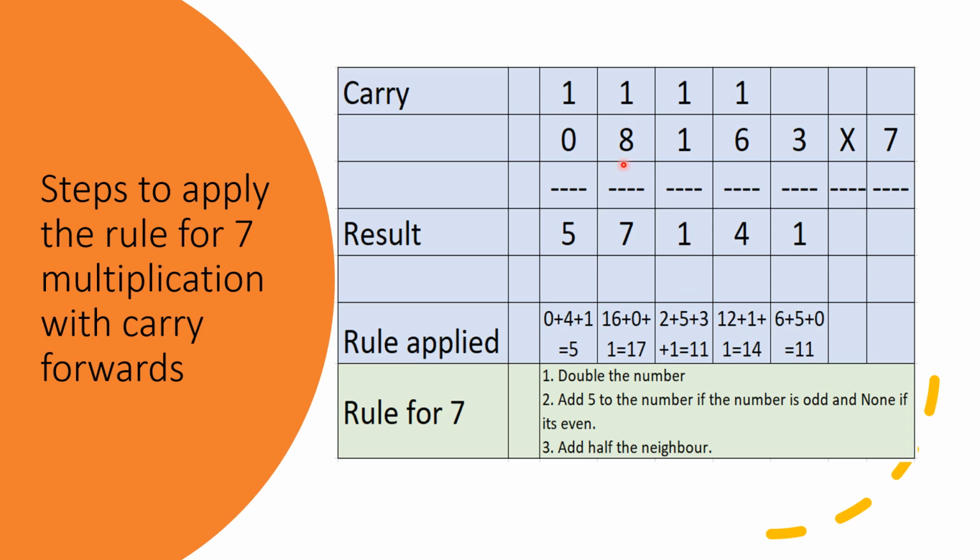8 is an even number, so we'll double the number first, plus 0. 0 is the half the neighbor, plus 1 is a carry forward, so 17. We'll keep the answer 7 and carry forward the number 1 towards the next digit. And here 0 into 2 is 0, plus 4 is half of the neighbor, plus 1 is a carry forward, and the answer is 5. So the answer is 57141.